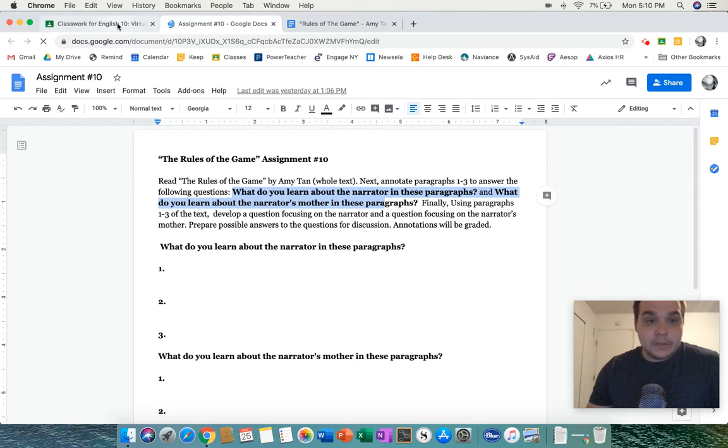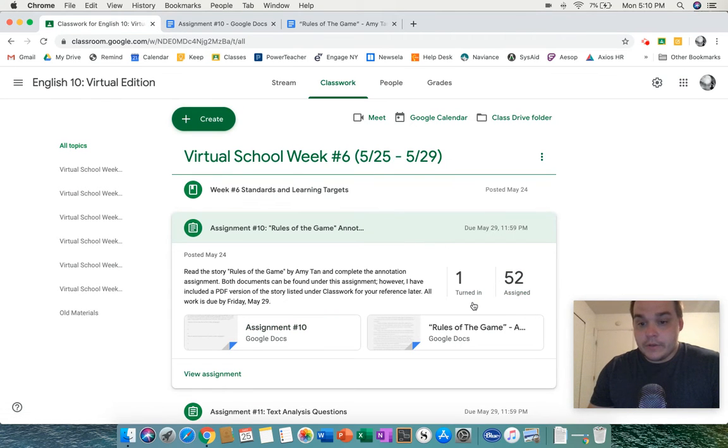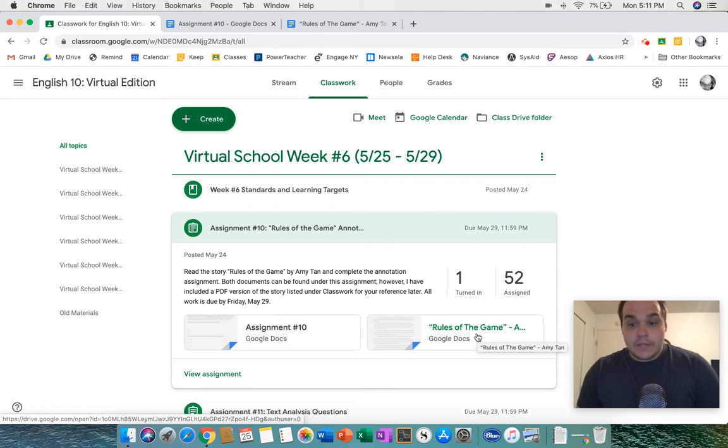Now, you'll notice that under assignment 10, I included a copy, okay? So you're going to click on this, you're going to open it, you'll have your own copy, and you're just going to comment. You're going to make comments the way that we did for our poems, okay? You're going to highlight the part that you want to make note of, press comment, and then write your annotation, whatever that might be.